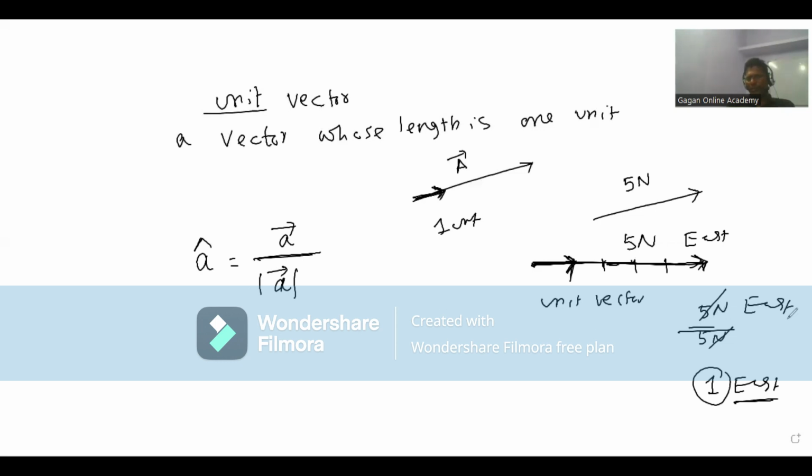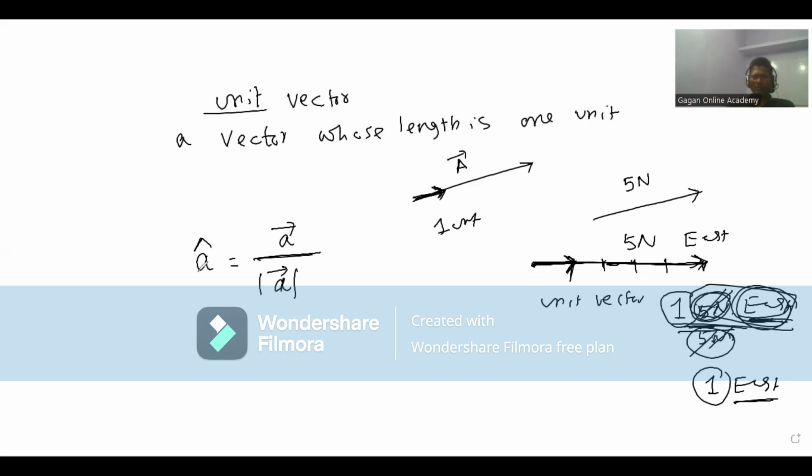Observe this one, 5 Newton east. This is the direction, this is the magnitude. I am dividing this vector, which has magnitude and direction, so it is a vector, only by the magnitude 5 Newton. So the 5 Newton magnitude is cancelled. We are left with direction and 1 unit, since 5 by 5 means 1 unit. So this 1 unit vector is called the unit vector.